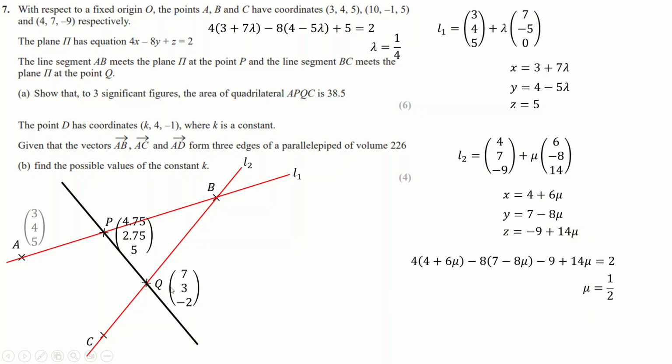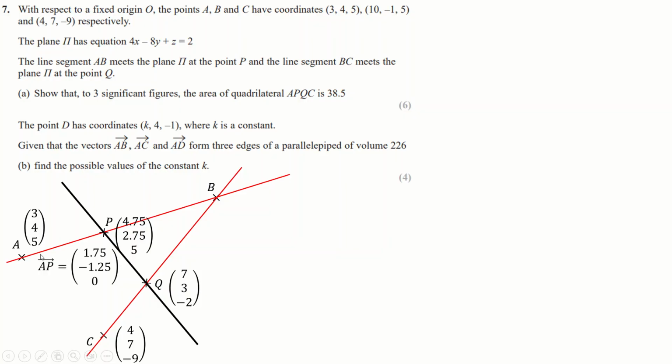Now my plan here is to say, well, okay, again, that's A and that's C. My plan here is to find the vector AP and the vector AC. Now AP is just how much you need to get from here to here, which is clearly 1.75, minus 1.25, 0. So that's AP. And AC, very similar, is going to be 1, 3, minus 14. And what I can do is, if I cross product together AP and AC, and then find the magnitude of that resultant vector, I'll find the area of the parallelogram made by AP and AC. And if I just halve that, I'll find the triangle APC.